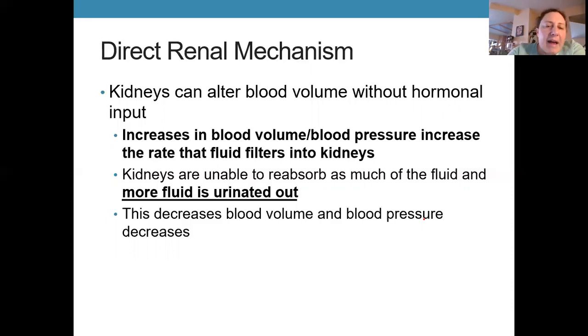So basically, when we have increases in blood volume and pressure, we increase the amount of fluid being filtered out into the kidneys as they make urine. The kidneys can't retain or reclaim all of that fluid, and so you lose some of it and you urinate more out. So when you have a lot of blood volume, you're automatically going to make more urine, okay? And this will decrease your blood volume, and blood pressure will then decrease as well. So this is a direct mechanism whereby it's simply a consequence of the way that the kidneys filter your blood and make urine.